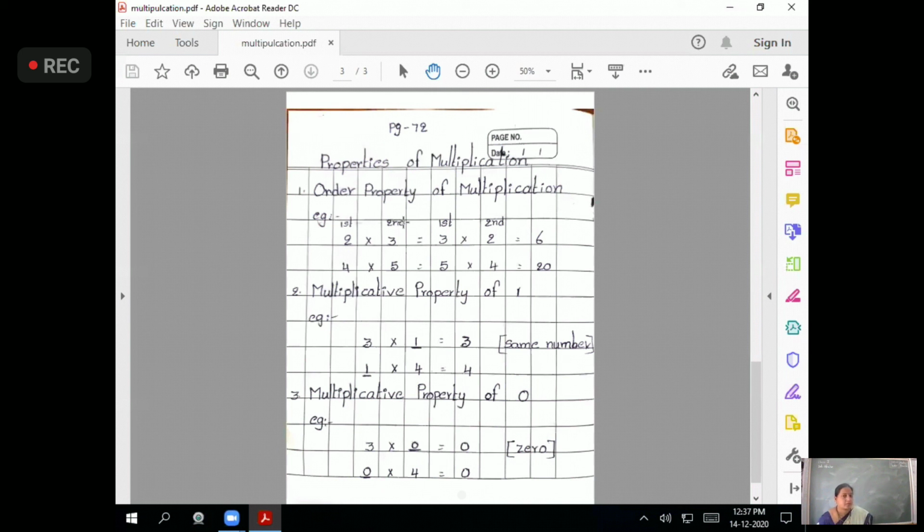Okay, Nana? Now, first point. Order property of multiplication.